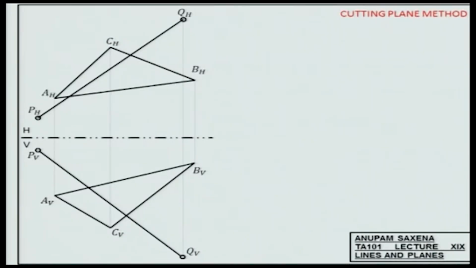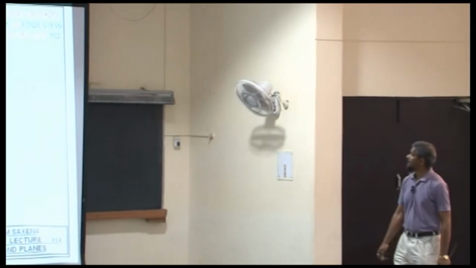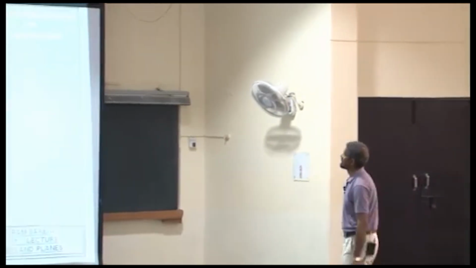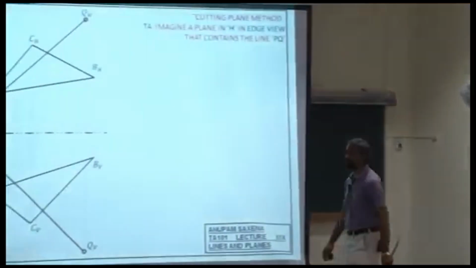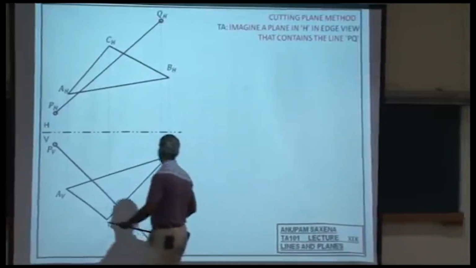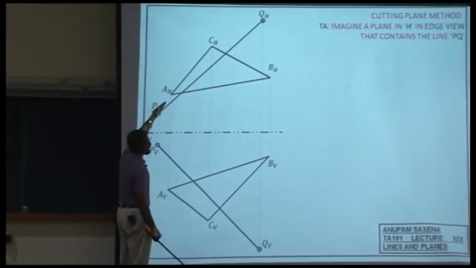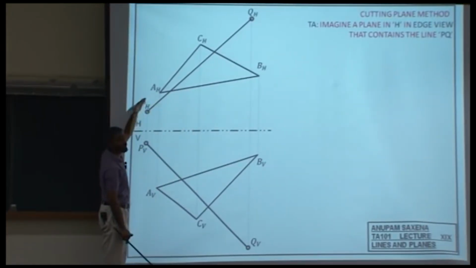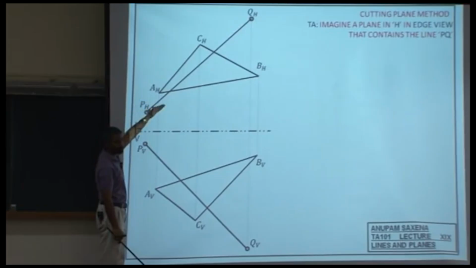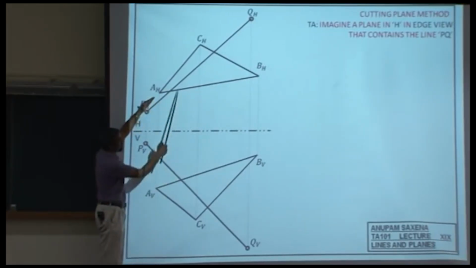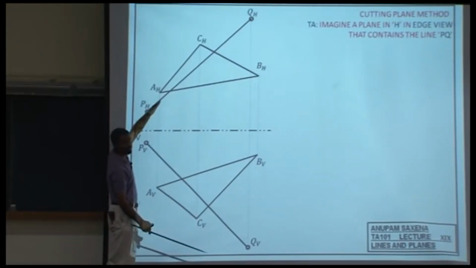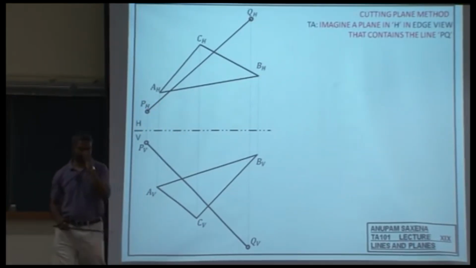Cutting plane method. Imagine a plane in the horizontal plane in edge view that contains the line PQ. So you have a plane here, okay, that is slicing this plane ABC, and that plane is containing the line PQ. So imagine a plane in the edge plane that contains the line PQ and that slices ABC. All right?